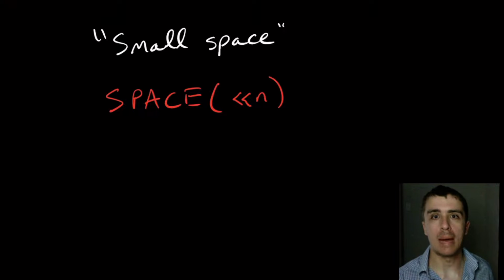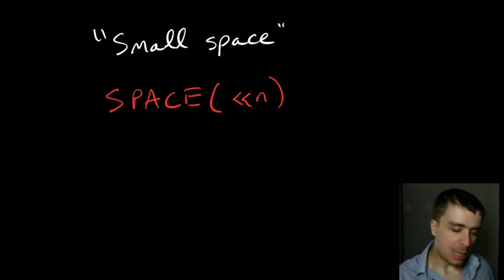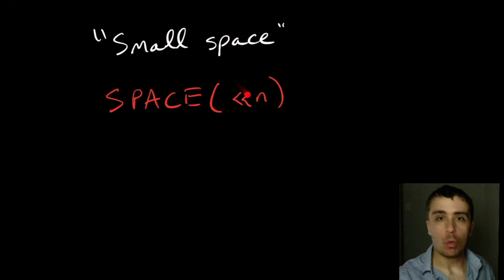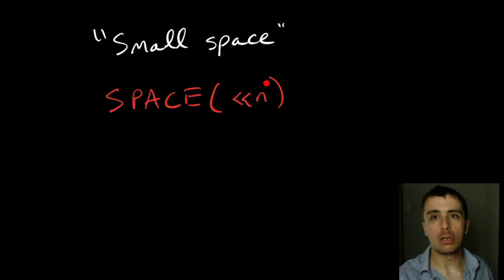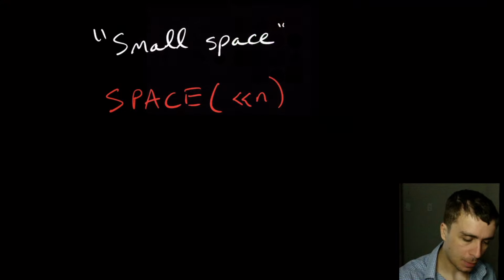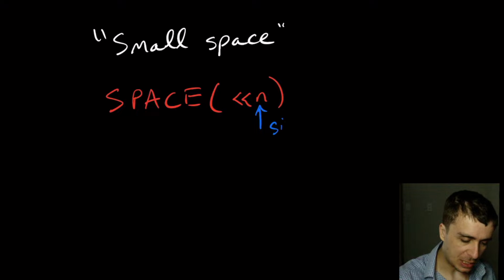Hi, so I want to talk about what it means, in a complexity theory sense, to have a small amount of space. Specifically, we talked about the class SPACE of some function of n, which is all of the languages that are solvable with a Turing machine that runs in that amount of space or less. But what I want to talk about is what it means to have a Turing machine that runs in less than n space, where n is the size of the input.